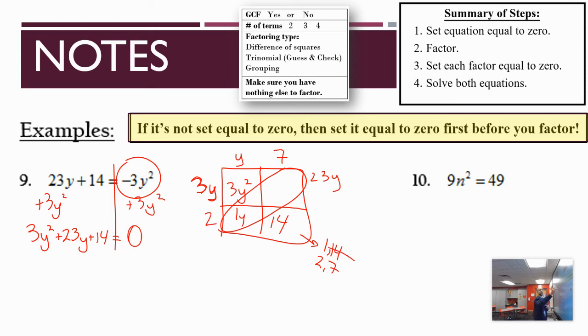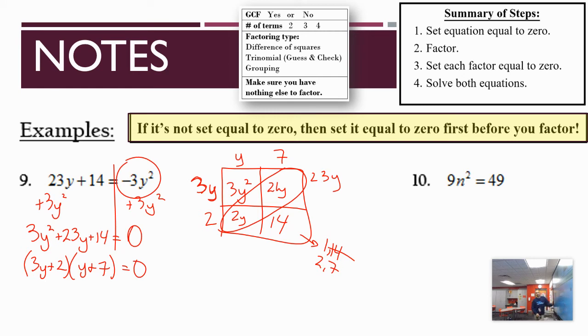Again, the position does matter. So try something, and if it doesn't work, switch them around and try it again. I just put the 7 up there, the 2 down here. I get 21y and 2y, and that combines to 23y. Perfect. So my two factors to continue: 3y plus 2 and y plus 7.